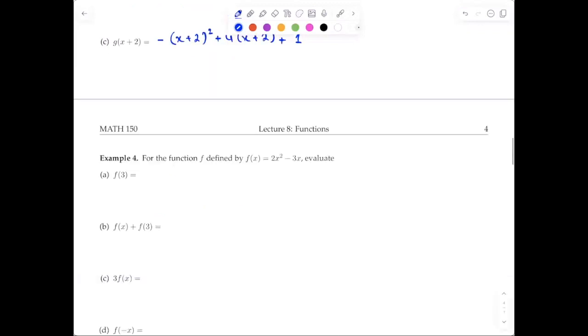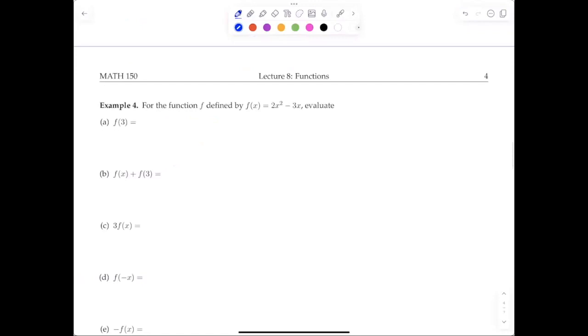Now in example 4, again, you are given a function f of x equal to 2x squared minus 3x. For this example, you don't need to care about simplifying the functions. I just want you to try to understand how to do substitutions given the value of x. So let's focus on that instead of just simplifying the functions. All right, so given the function 2x squared minus 3x, can you evaluate the following values?